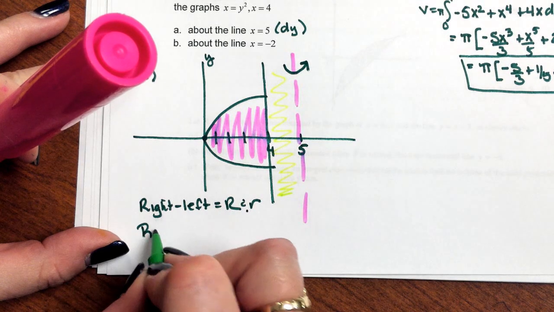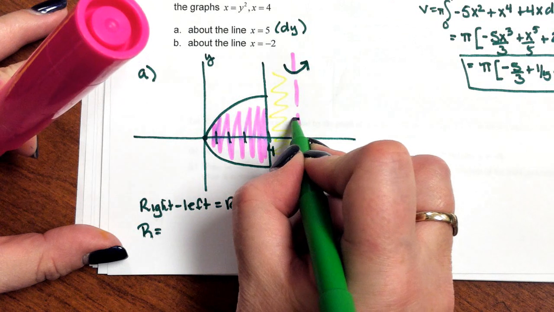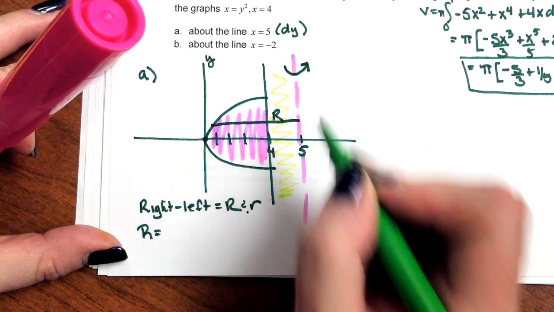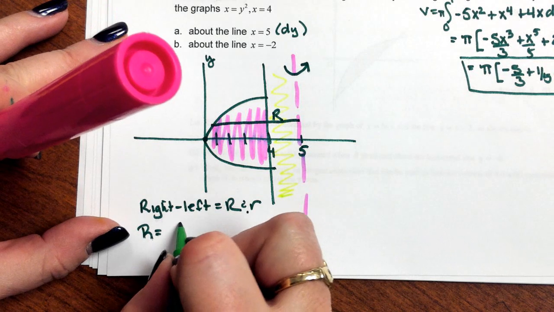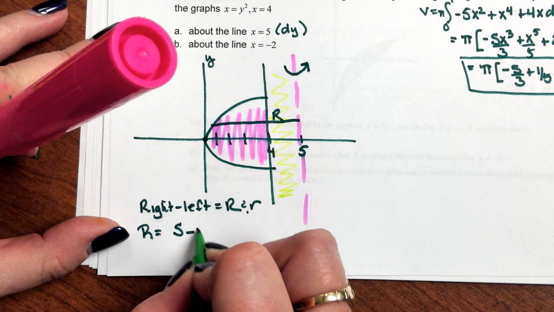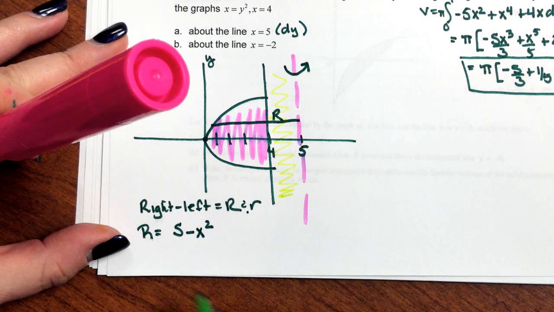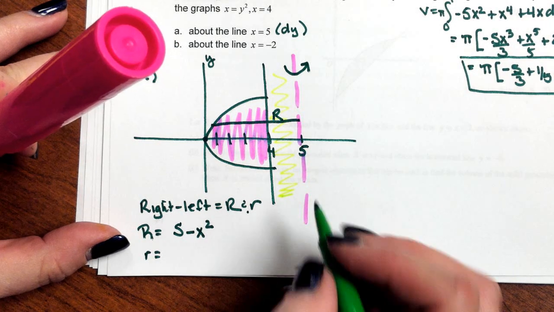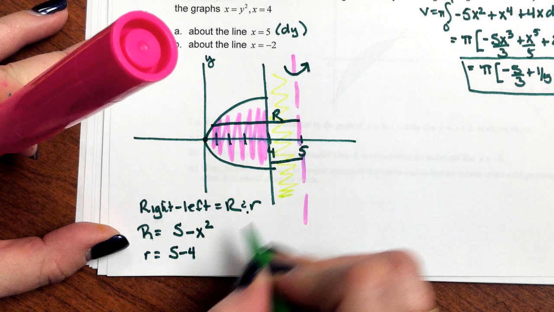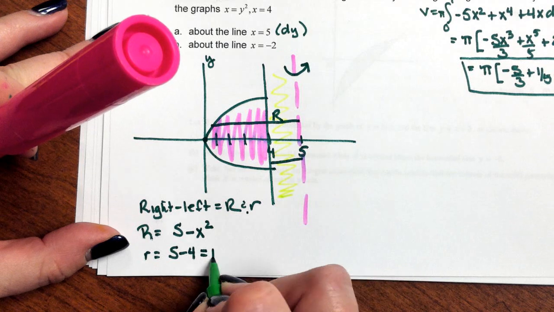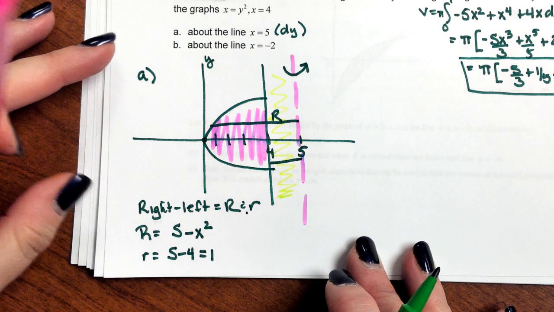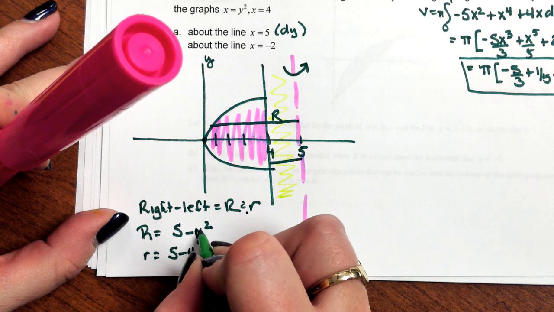So my outer radius, going from my axis of revolution to the function that's furthest on the outside, that's my outer radius. So that's going to be 5, because what's on the right is my axis of revolution, minus y squared. My inner radius is again 5 minus 4, because that's the equation of the vertical line, which is just going to give me 1. Again, the outer radius should be 5 minus y squared.